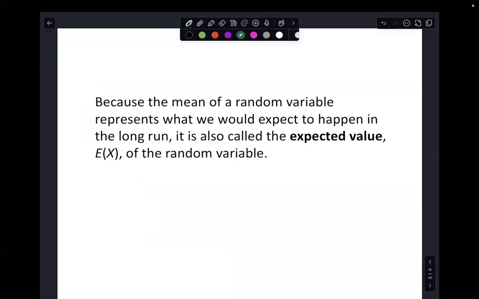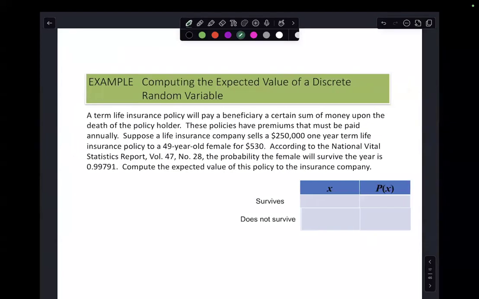Because if the casino is making 3 or 4 cents on every dollar, that's going to add up. They're going to end up with a lot of money. So expected value is really big on that. And we're going to have a life insurance example in a few minutes that shows you how important that expected value is. All right, this is it right here, as a matter of fact.